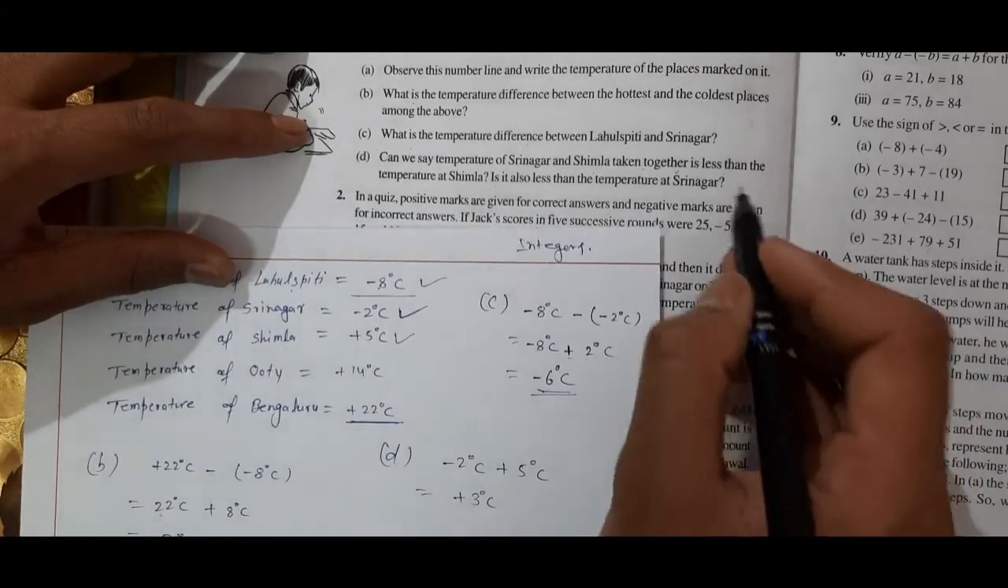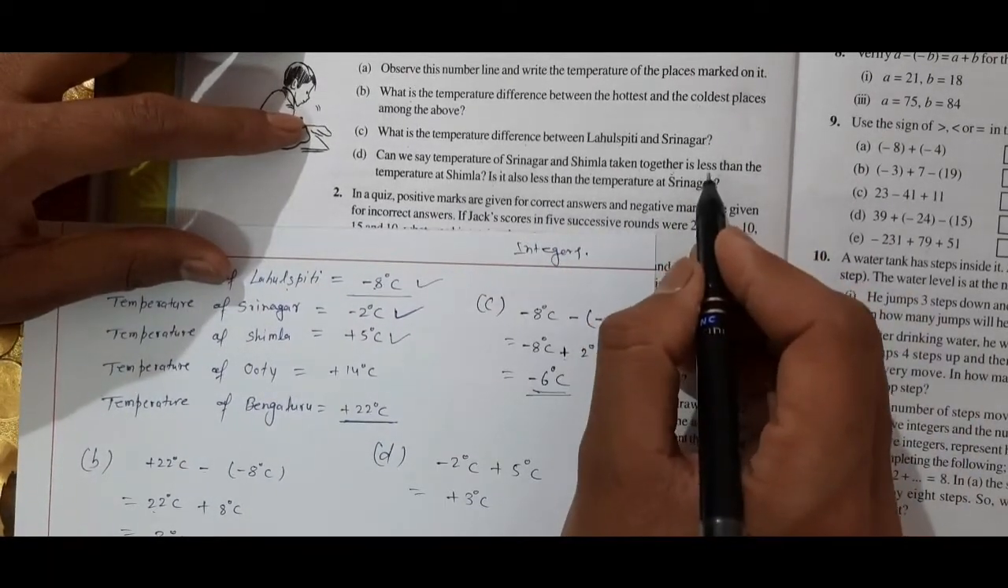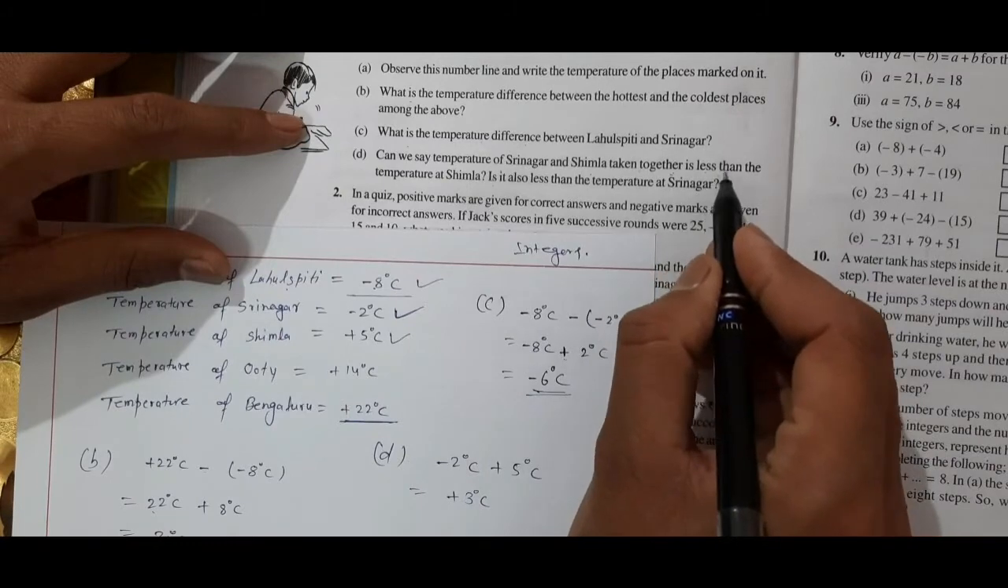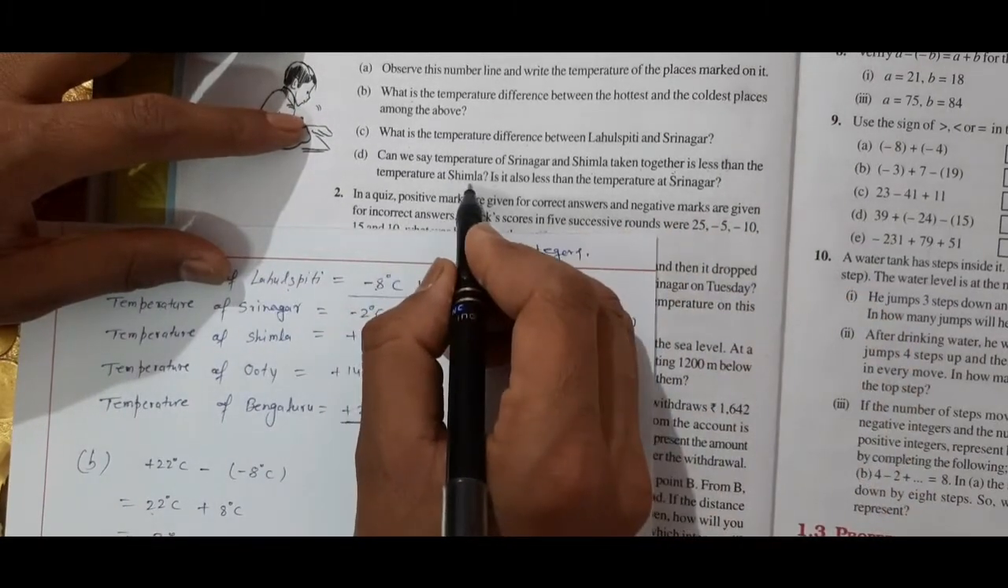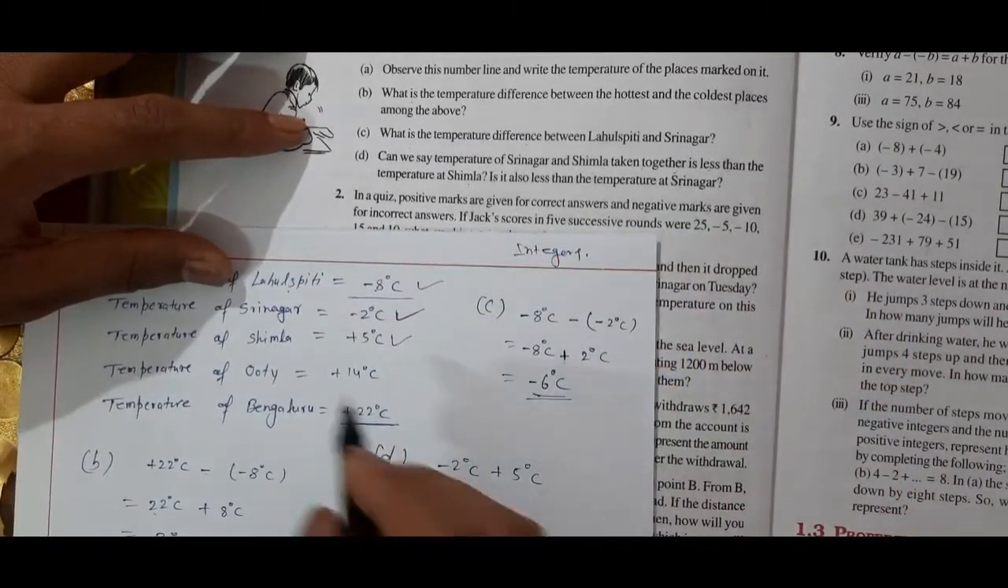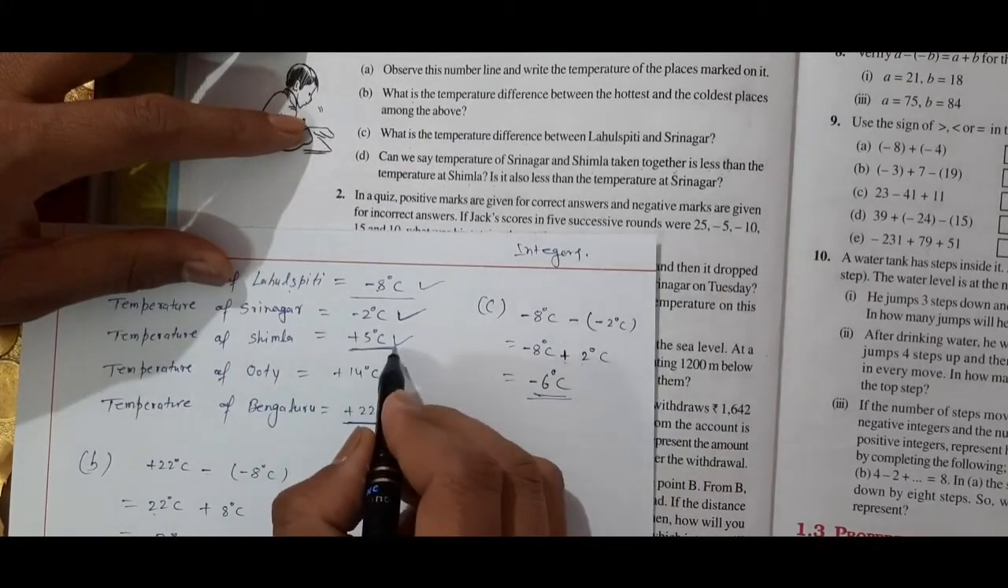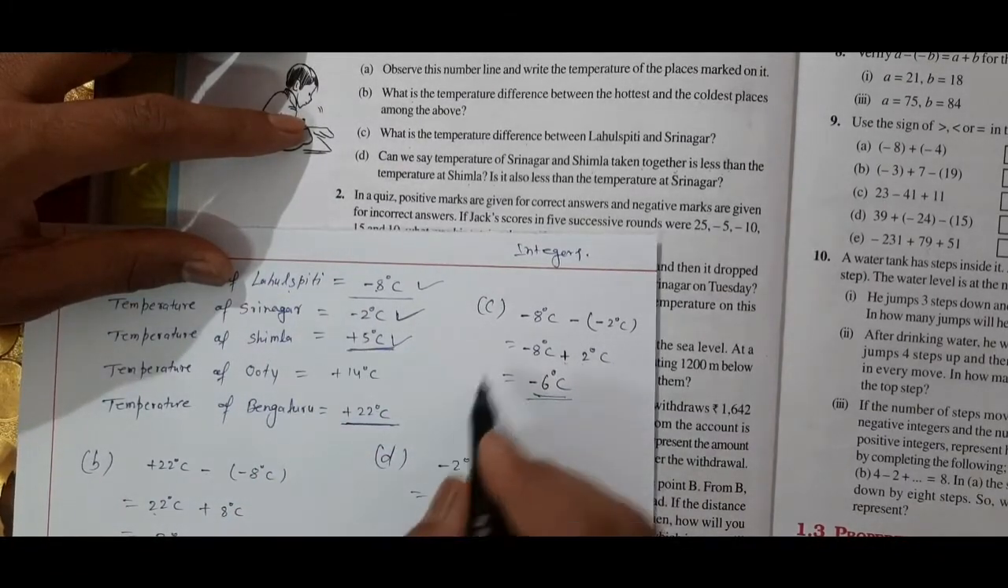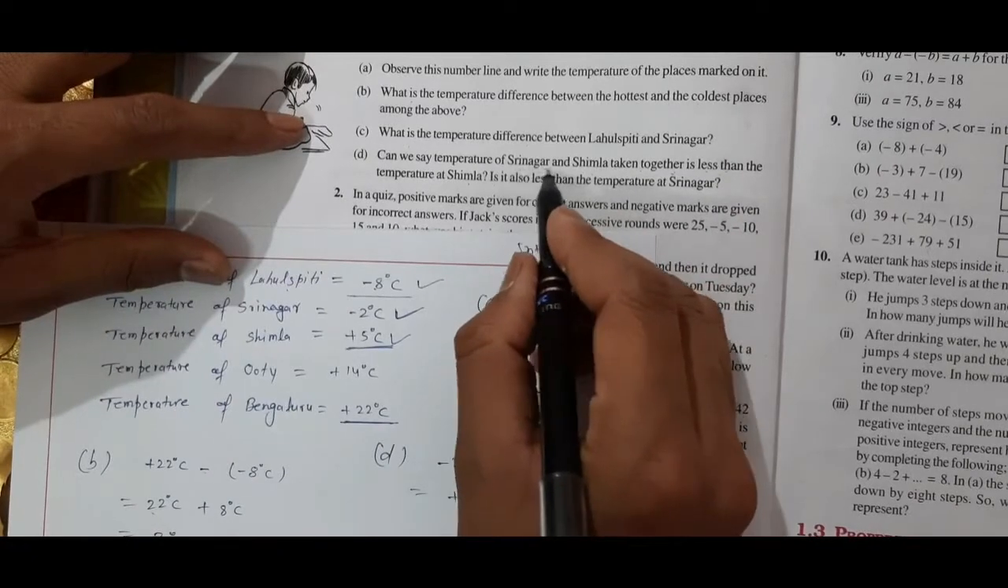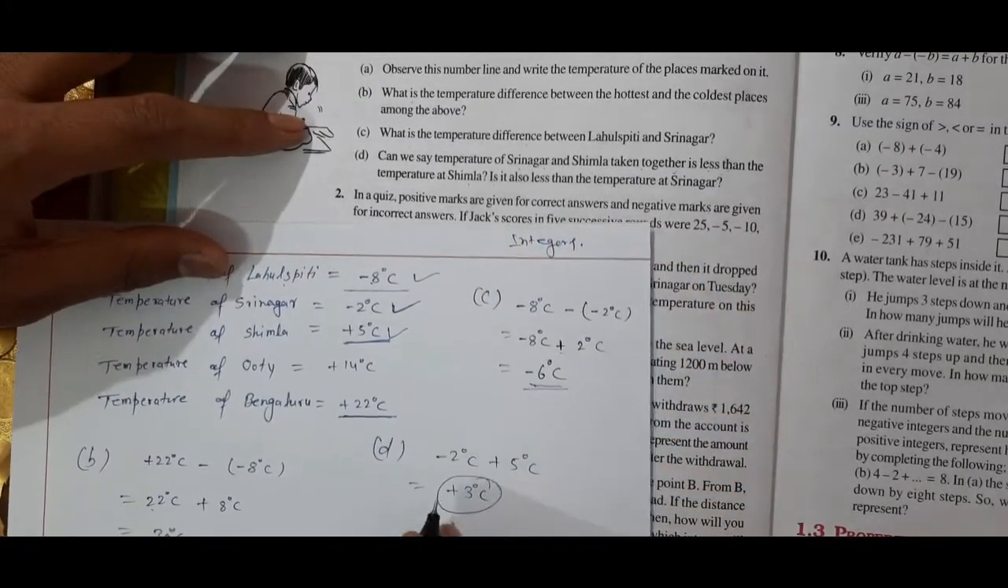So, now is less than the temperature at Shimla. So, what is the temperature of Shimla? 5 degree Celsius, and the sum of temperature of Srinagar and Shimla is 3 degree Celsius.